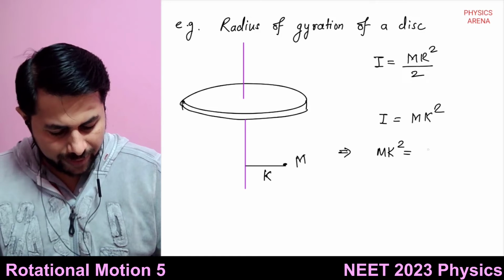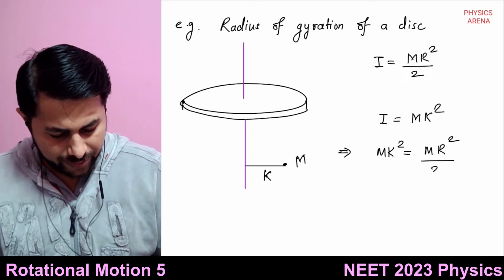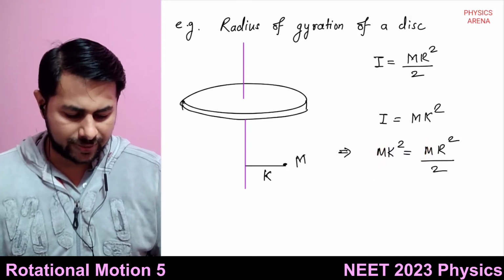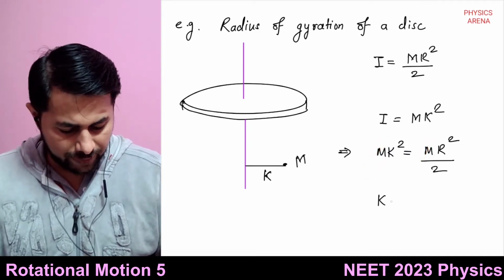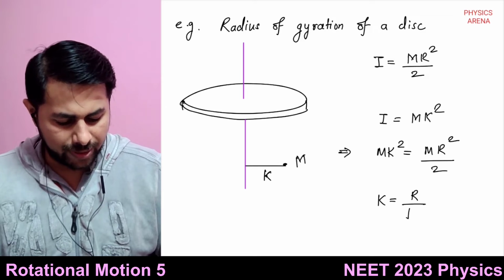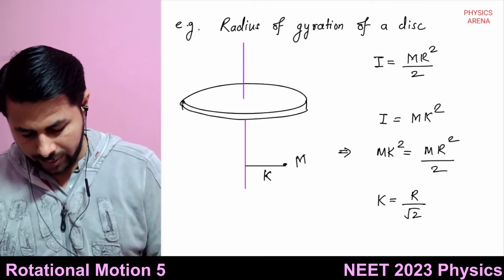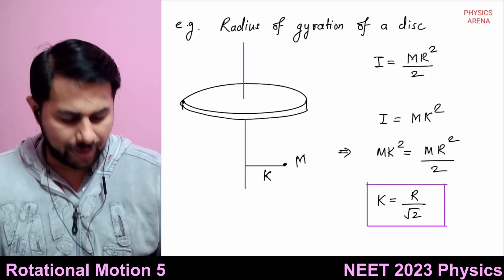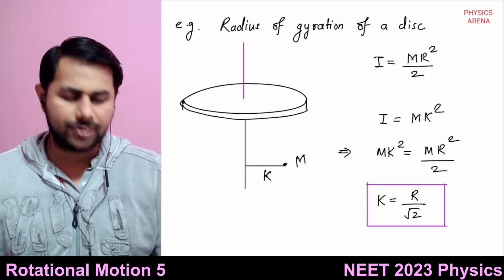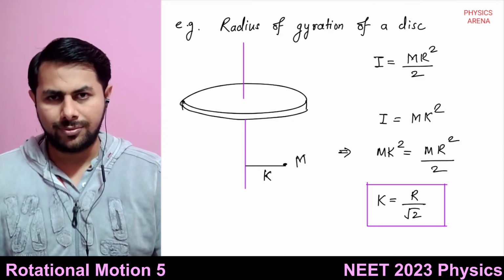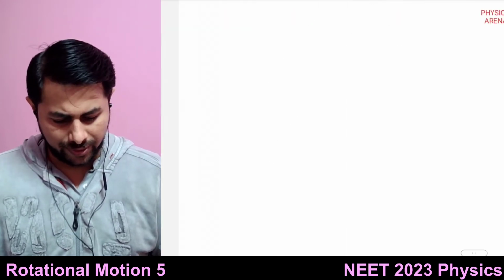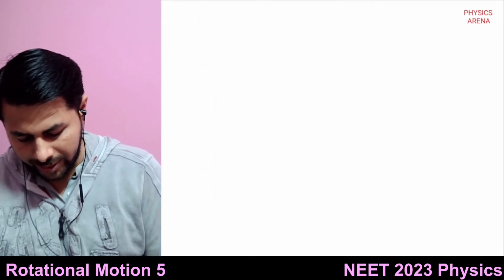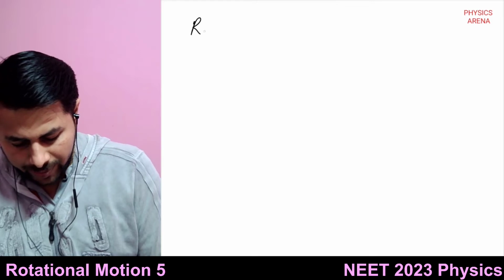Mk square equals mr square upon 2, so m gets cancelled. K square is r square upon 2, and therefore we have k equals r upon root 2. So the radius of gyration of a disk about its natural axis is r upon root 2. Very simple. Okay. So if you think about a shell, how much would be the radius of gyration of a shell?